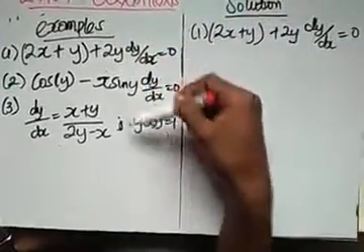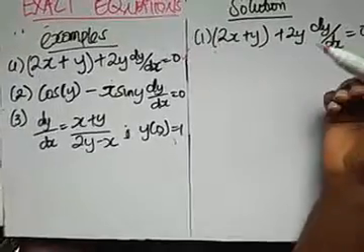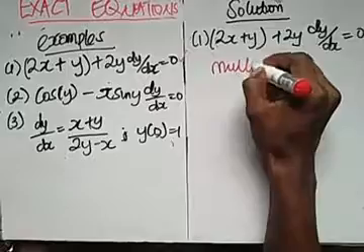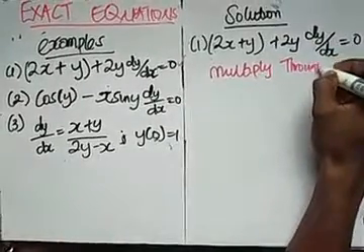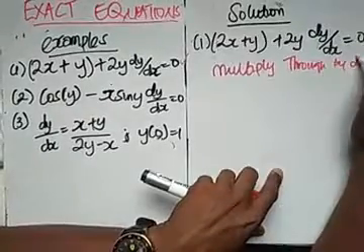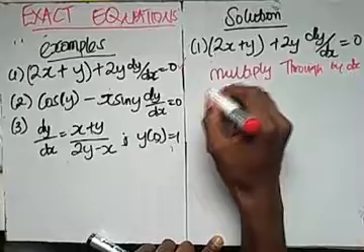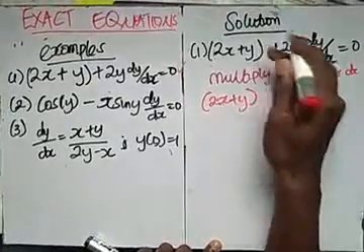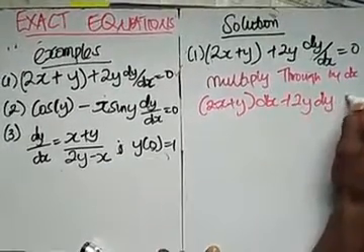Here are problems 1, 2, and 3. So let's start with problem 1. The first step is to multiply through by x. By multiplying through by x, we obtain (2x plus y) dx plus 2y dy is equal to 0.